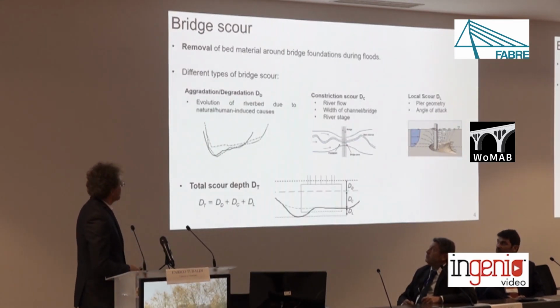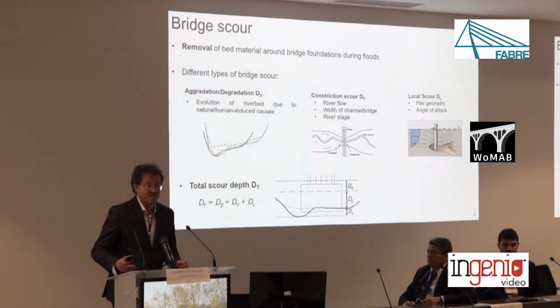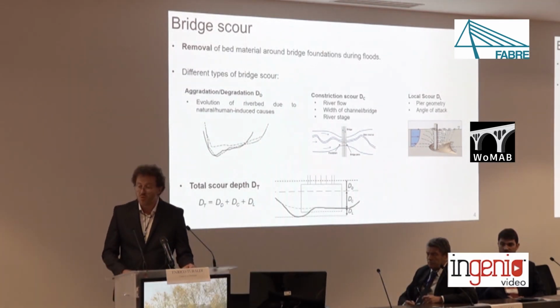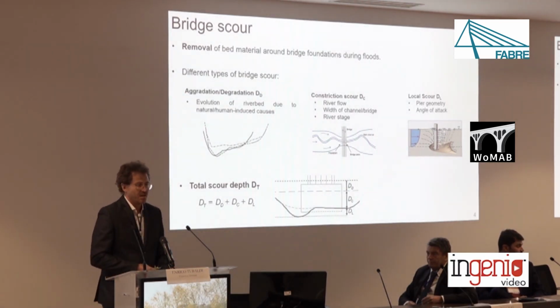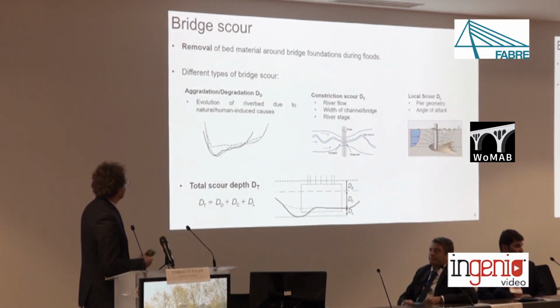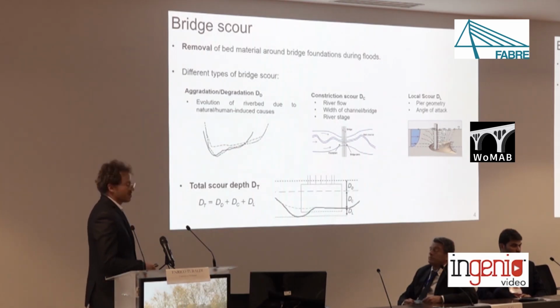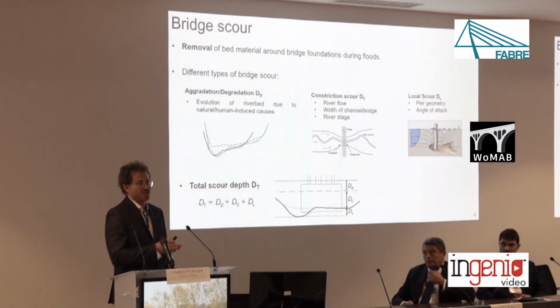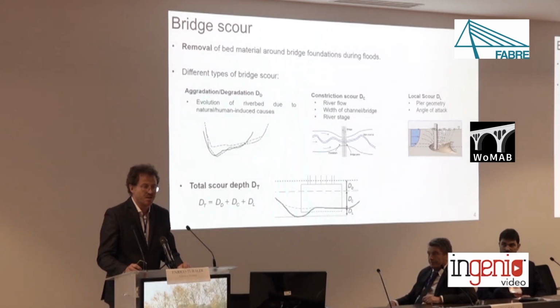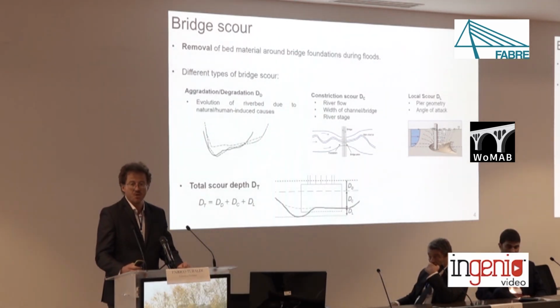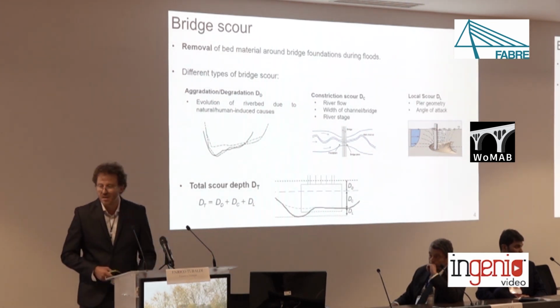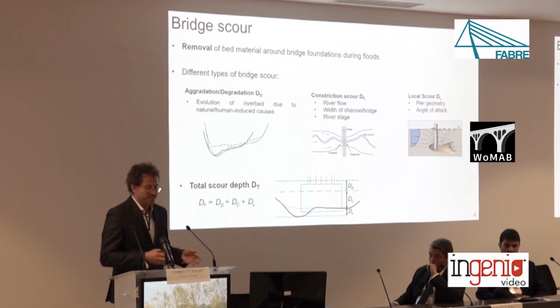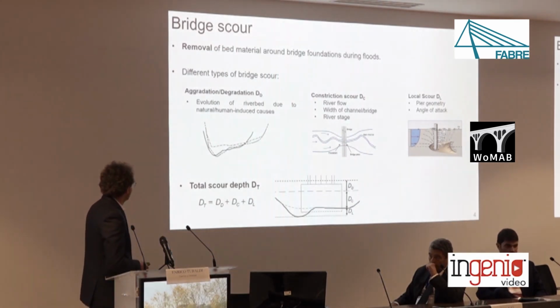So, bridge scour, for those who are not familiar with it, is the removal of bed material around bridge foundations during heavy floods. It consists of many contributions, like degradation scour and constriction scour, but the most important one is usually local scour, which results from the obstruction to the river flow posed by bridge piers and abutments, which results in formation of turbulence and erosion of the riverbed material surrounding the foundations.